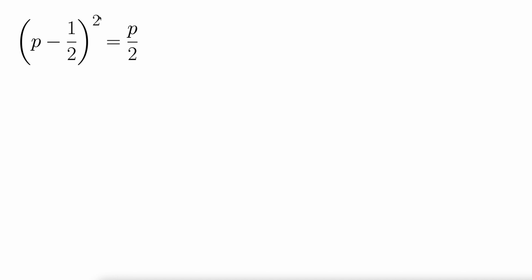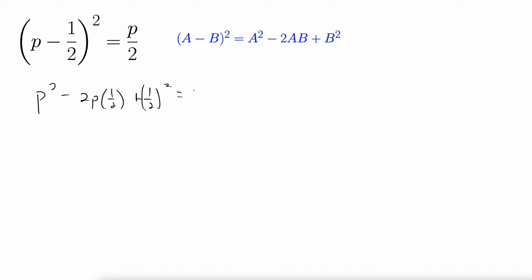Let's go ahead and square this out. I'm going to use the binomial squared formula to expand these parentheses here. So that gives us p squared minus 2 times p times 1/2 plus 1/2 squared equals p over 2. We can simplify that down. p squared minus p plus 1/4 equals p over 2.